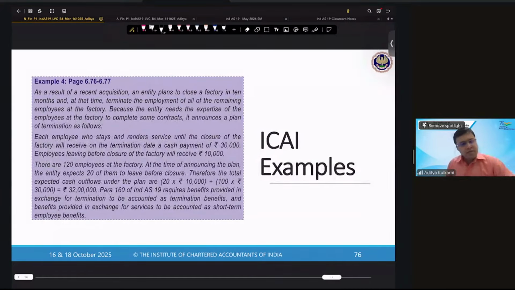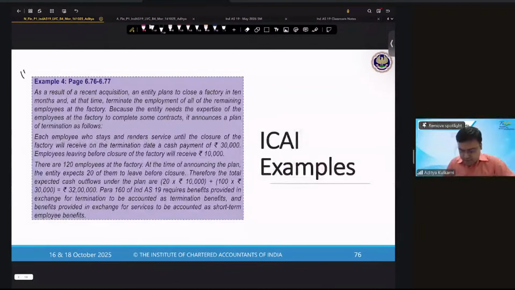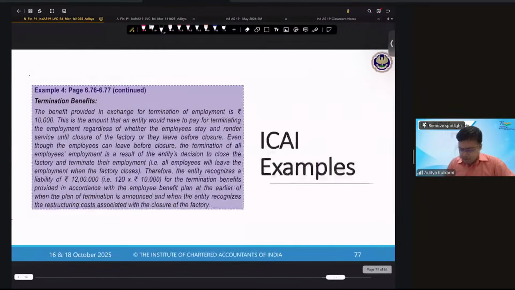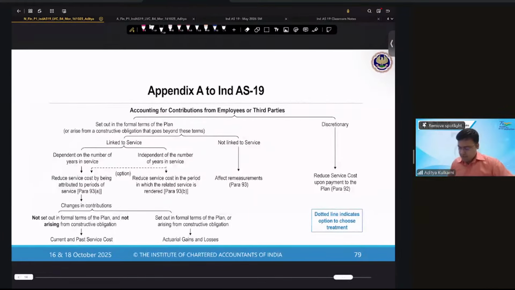So that covers termination benefits also. Okay. So go through this question. Similar is an example that is there. You can go through them for homework. Okay. Benefits provided in exchange.